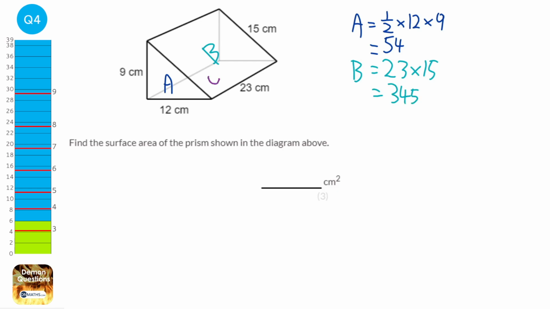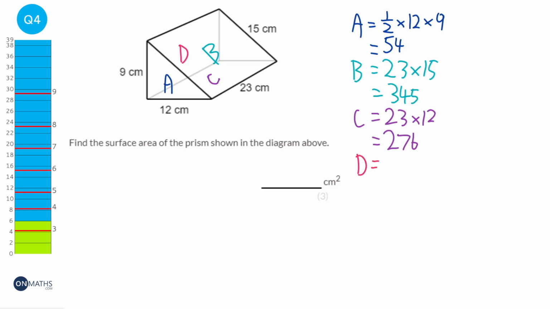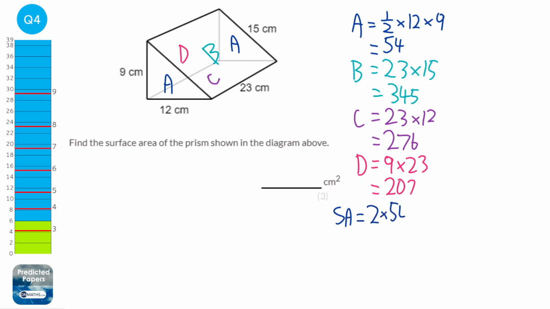We're going to do the base of the prism, the rectangle at the bottom, and so that is going to be 23 times 12, and that is 276. And the next thing we're going to do is this rectangle at the back, which I'm going to call D. And that is going to be 9 times the width, which is 23. So that's 207. Now we do have another triangle, but actually that's the same as A. So when we're working out the surface area, we're going to do 2 lots of A plus B plus C plus D.